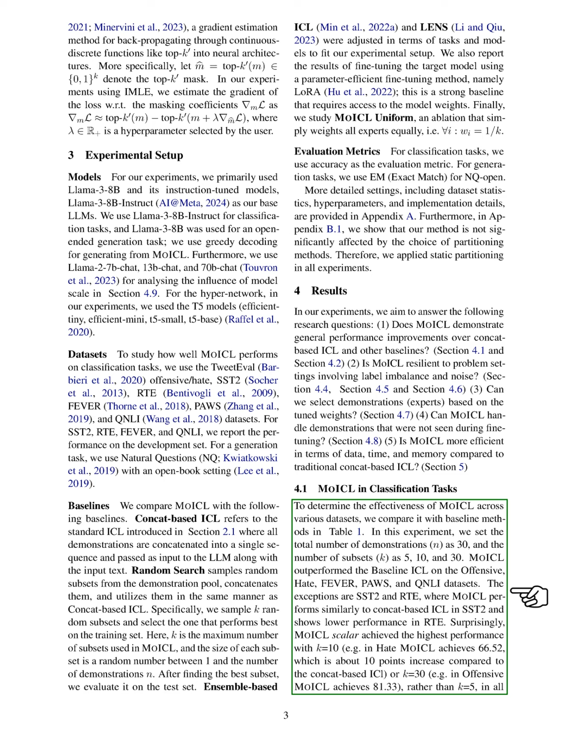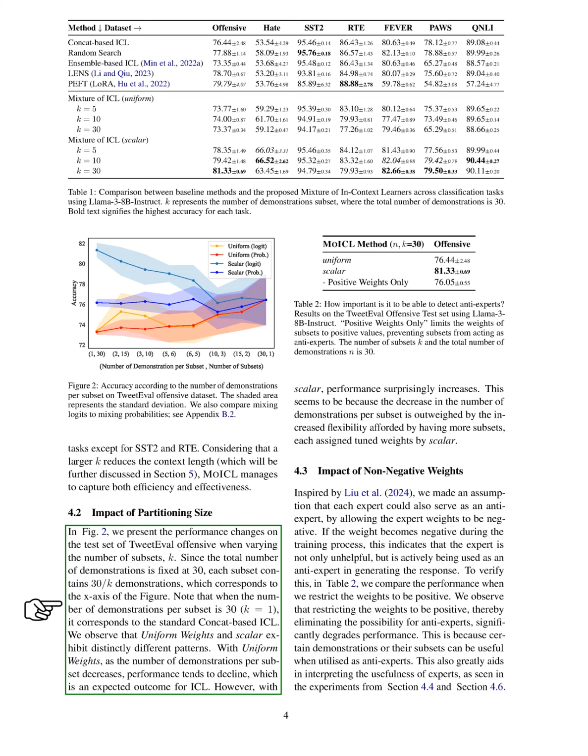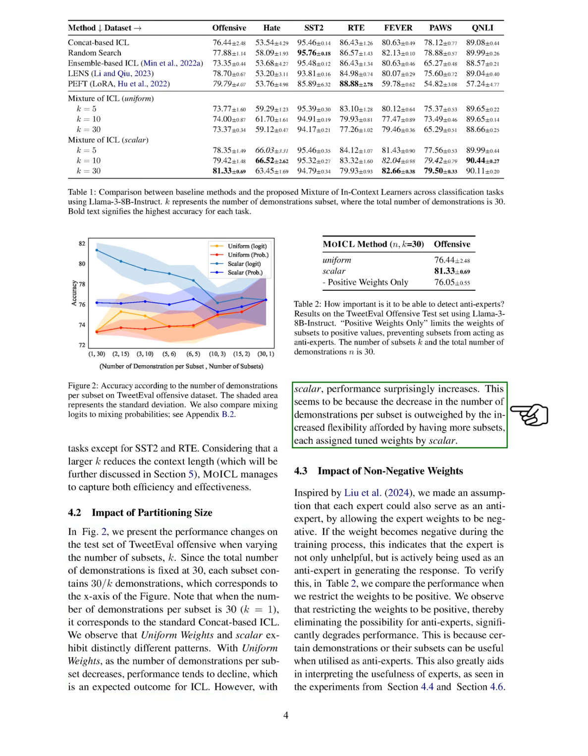Next, we examine the impact of partitioning size on performance using the tweet-eval offensive test set. With a fixed total of 30 demonstrations, each subset contained a varying number of demonstrations based on the number of subsets. We found that with uniform weights, performance declined as the number of demonstrations per subset decreased, which is expected. In contrast, with scalar, performance increased, likely due to the added flexibility from having more subsets with tuned weights.